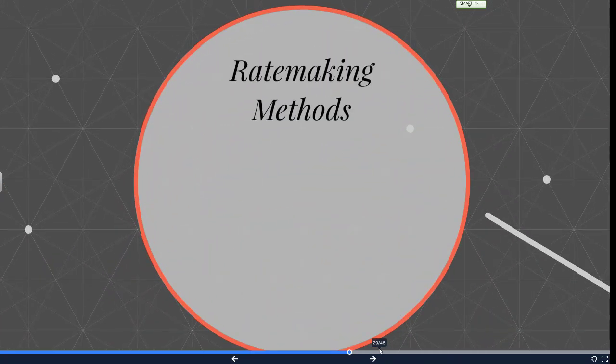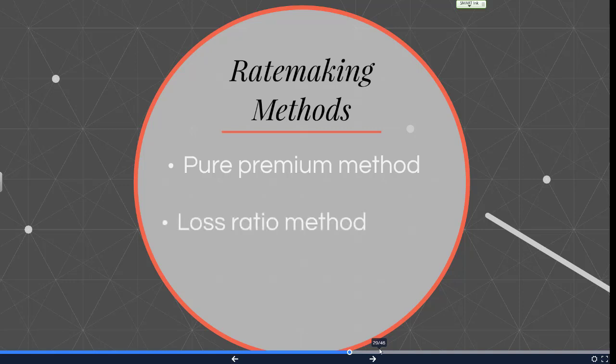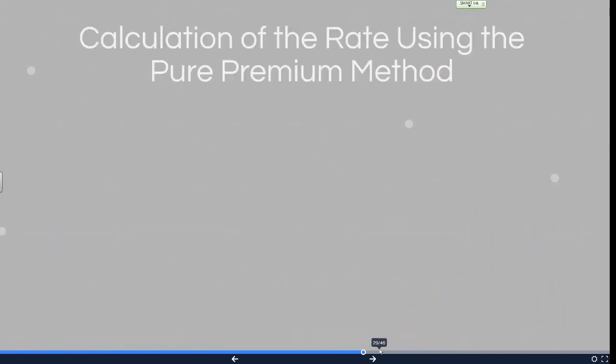Now let's look at rate-making methods. First, we'll talk about the pure premium method, then the loss ratio method, and then the judgment method. Let's start with a look at the pure premium method. When using the pure premium method, you will calculate the rate that should be charged. This is different from the loss ratio method, where you calculate the rate change.